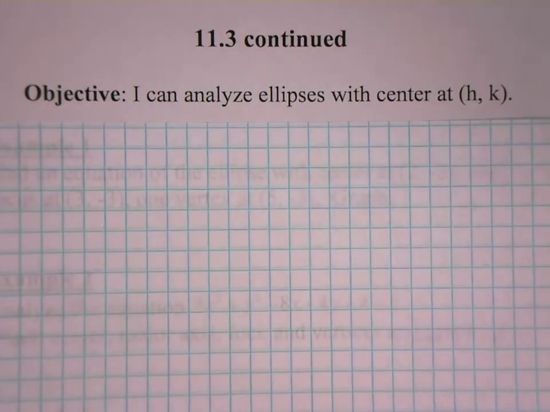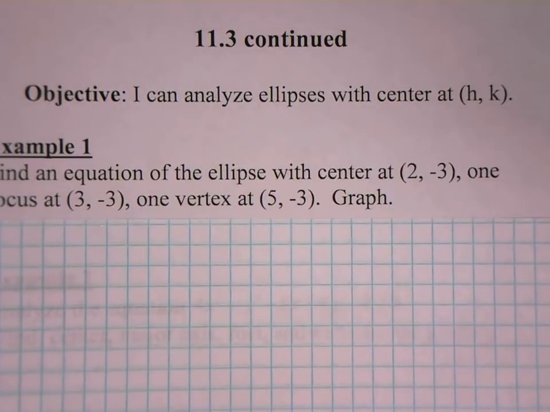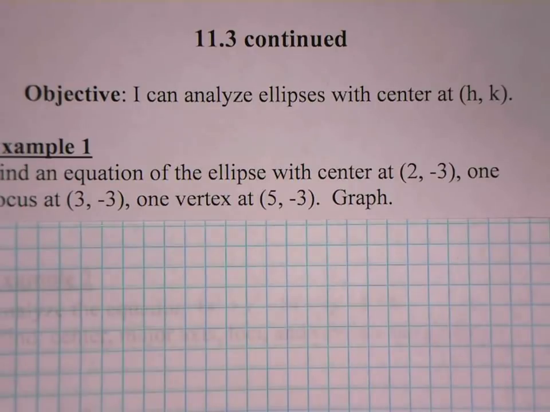We're going to be using the same formulas in your notes from Friday, so you'll want to have a reference to those or be able to flip back and forth as we go through today's lesson. Our first example is to find an equation of the ellipse with a center at (2, -3), one focus at (3, -3), one vertex at (5, -3), and then to also graph.